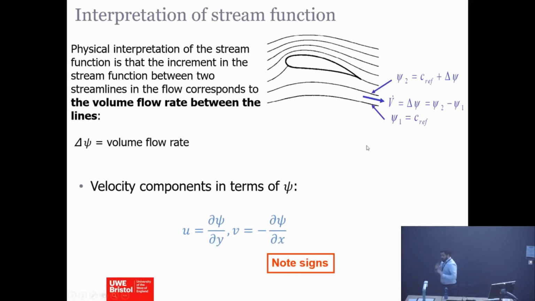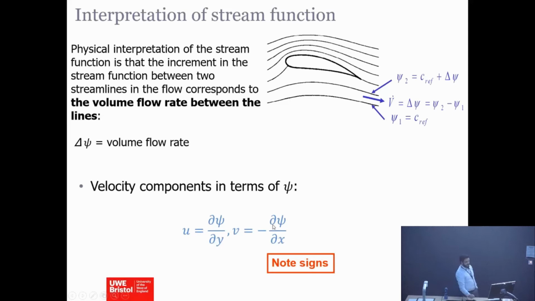All right. Here is another very important definition. Remember, I told you that the velocity potential, phi, we related to the velocity components u and v. Similarly, we can relate the velocity components u and v to the stream function psi, and it's in this way. The velocity component u in the x direction is the partial derivative of psi with respect to y, whereas v is minus the partial derivative of the stream function with respect to x. So please note the signs.